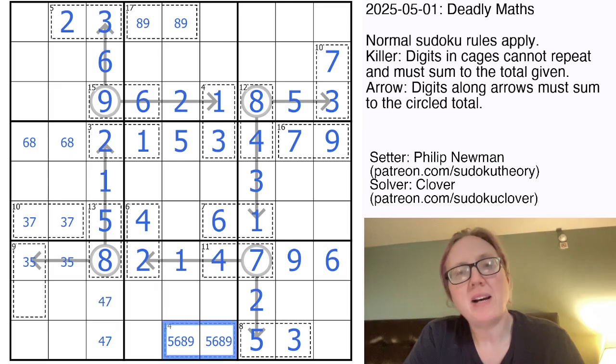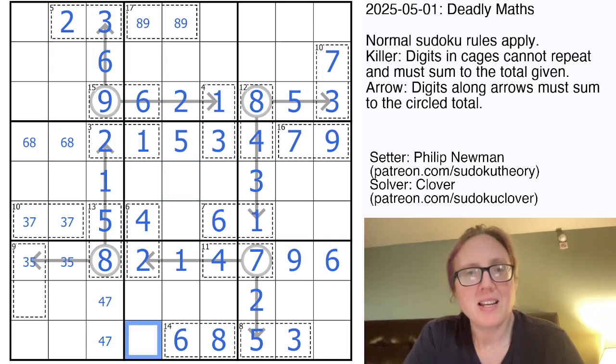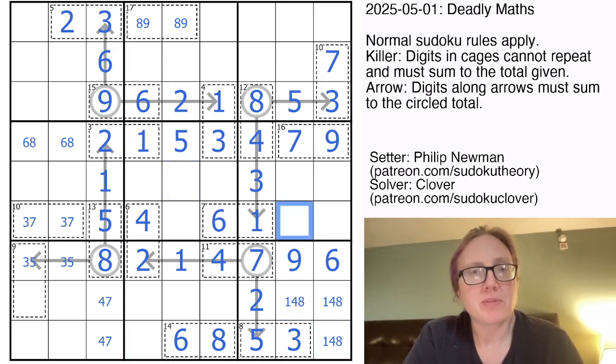And because we've used a 5, this 14 sum can no longer be 5 and 9, so that must be 6 plus 8, which resolves because we have a 6 in column 6. Now we need 1, 4, and 8 to finish this region off, and that doesn't resolve yet. We need... that can't be an 8.